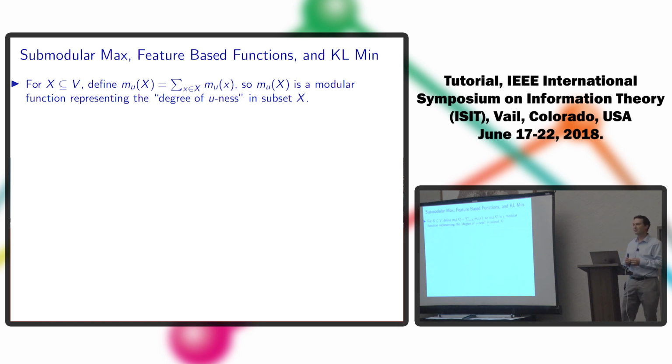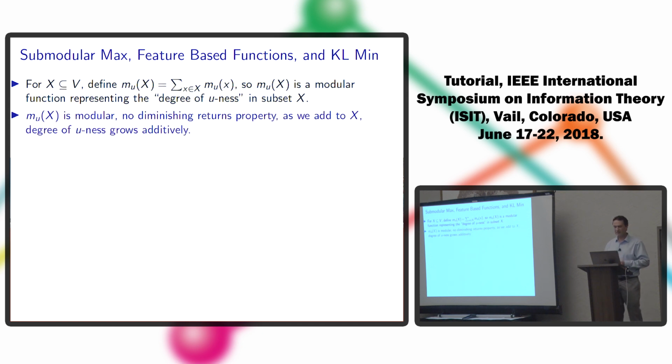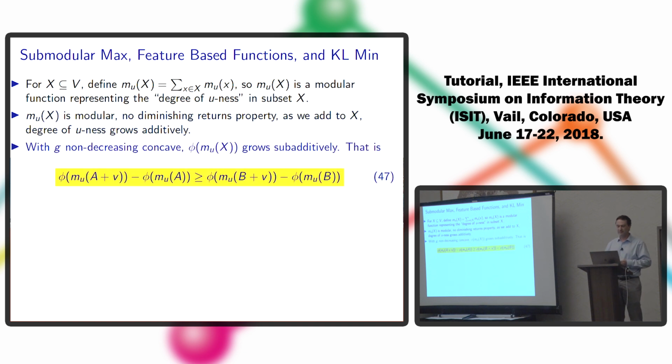I want to stop counting the value of documents that have New York City in it. I want to start discounting the value of that concept U. That's what that modular function doesn't do. There's no diminishing returns property as we add items to X. And the degree of U-ness grows additively.